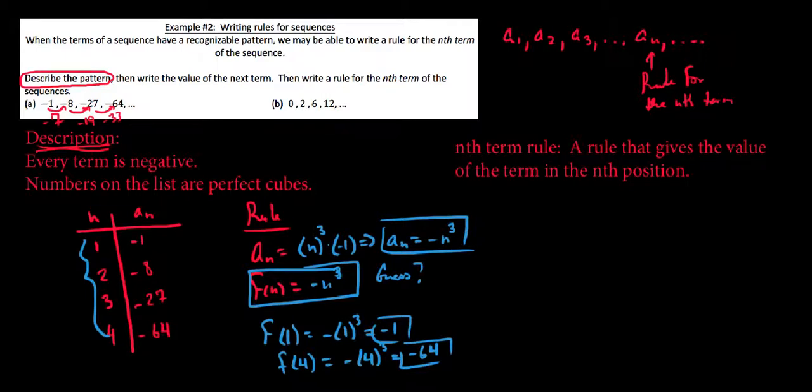So with respect to writing rules, we always describe, represent it in a table, and then try to determine what it is that we're doing to n values to get our a sub n values, or f of n values, and then test the rule.